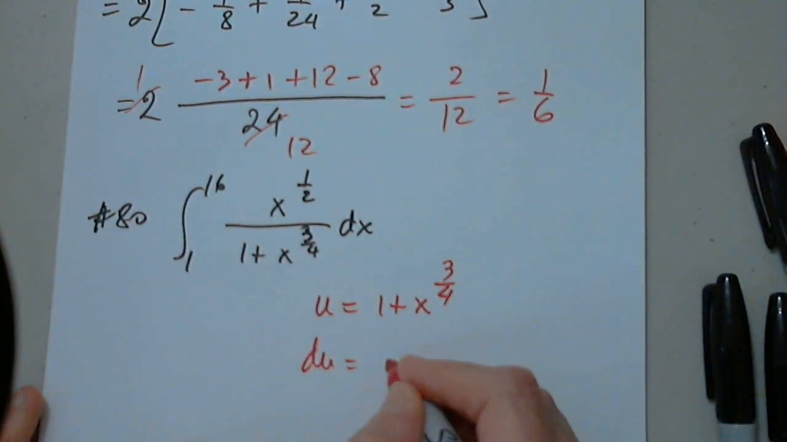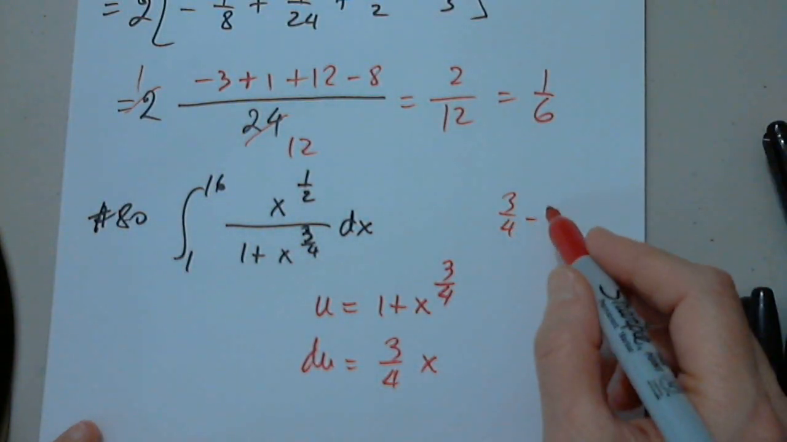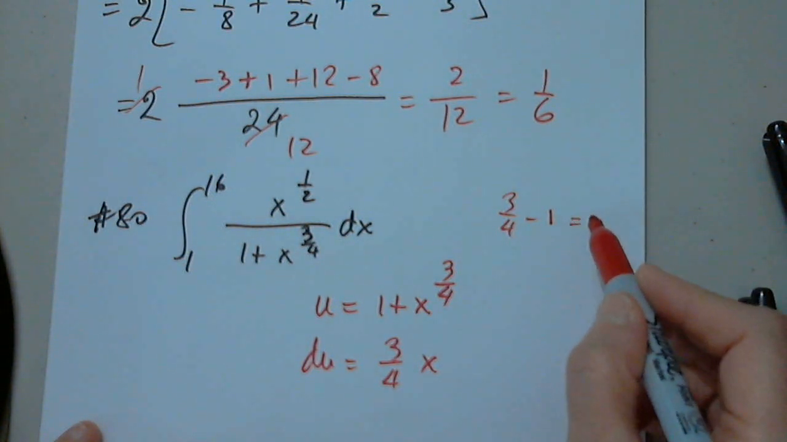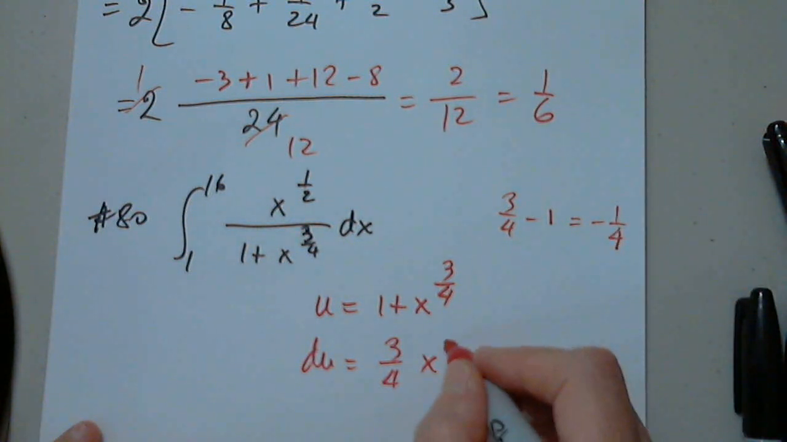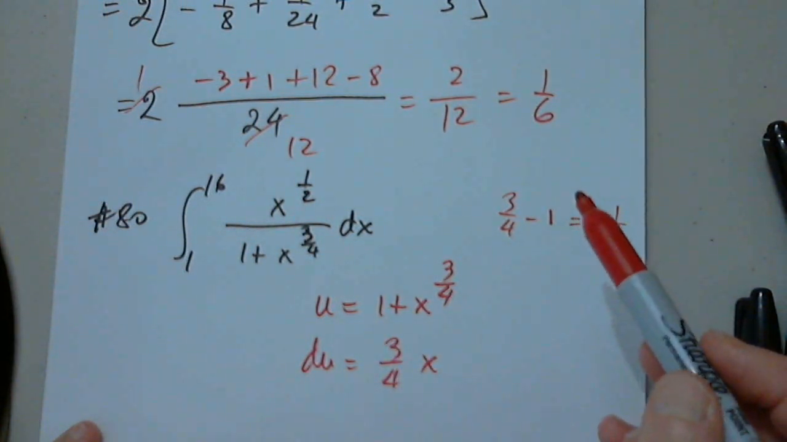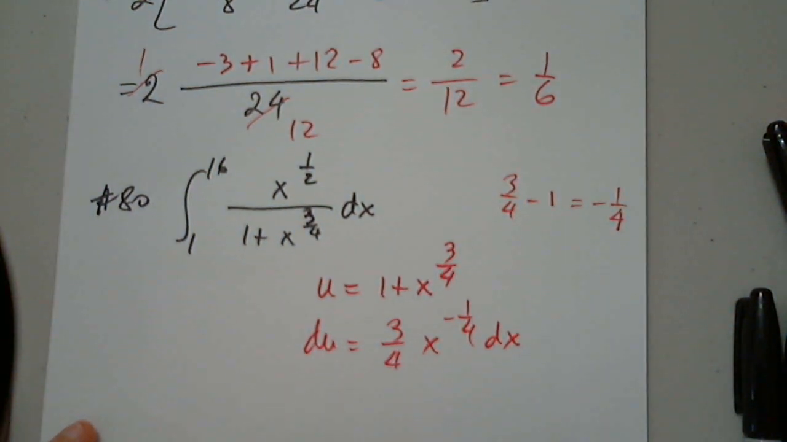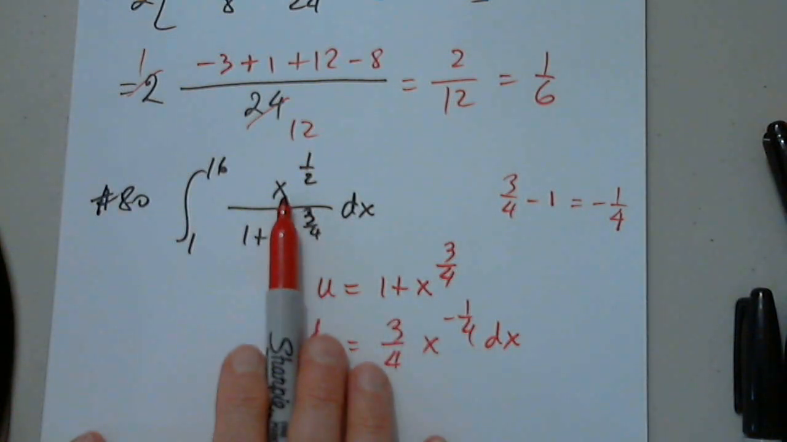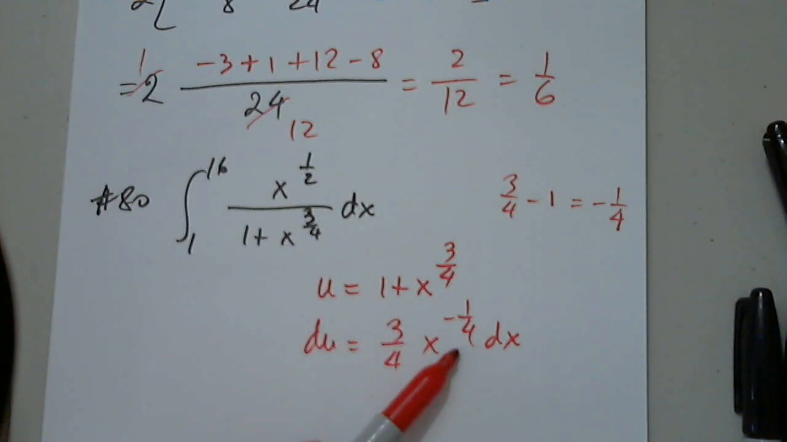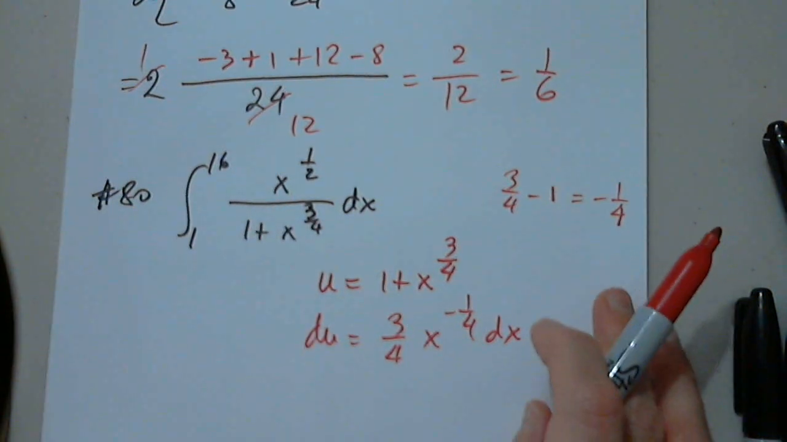I don't know exactly where I'm going to end, so we'll have to see. As I said, some situations are very clear, some are a little ambiguous, and others are more involving. Good, so du will be 3/4 x to 3/4 minus 1, which is negative 1/4. So we bring down 3/4, we subtract 1 from the power, 3/4 minus 1. I'm checking my numbers, negative 1/4, correct, dx. Well, I have an issue here, right? I'm getting an x to negative 1/4, and the question is, how do I get that? Okay, so let's see how we get that.